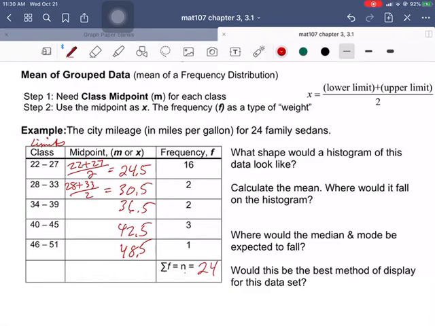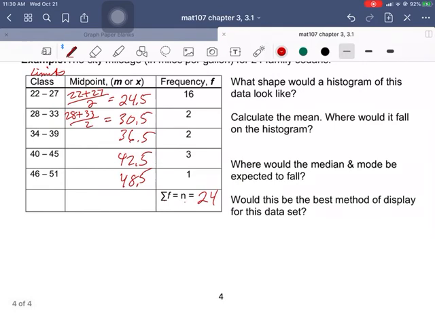So that's right. What does this histogram look like? Do I have any space? Let me try down here. So 16 is the first one. And then 2, 2, 3, and 1. That's what that histogram would look like.